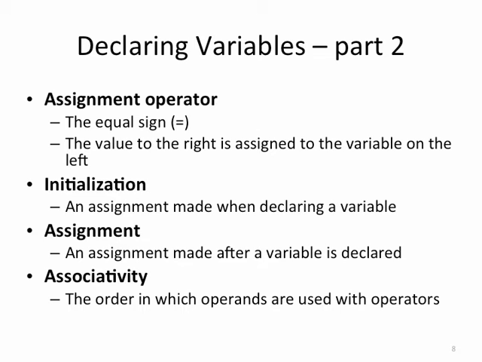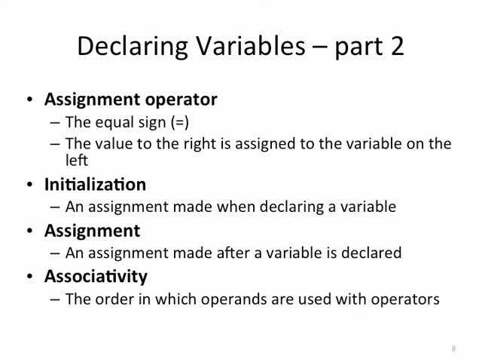So even though in math you may use the equal sign to test for equivalence, to see if two numbers are equal, like x equals 5, it's going to be true or false. X is either equal to 5 or it's not. We don't do it that way in Java. In Java, the equal sign is the assignment operator.